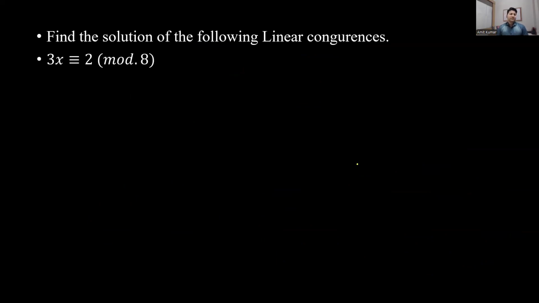So example number 1 is 3x congruent to 2 mod 8. We are supposed to find the solution of this congruence. I'm going to use the definition which says that if ax is congruent to b mod m, then it means m divides ax minus b. So the same can be written as 8 divides 3x minus 2, which means I can write it as (3x minus 2) upon 8 is some integer, or I can say it is equal to 8 times t for some integer t.